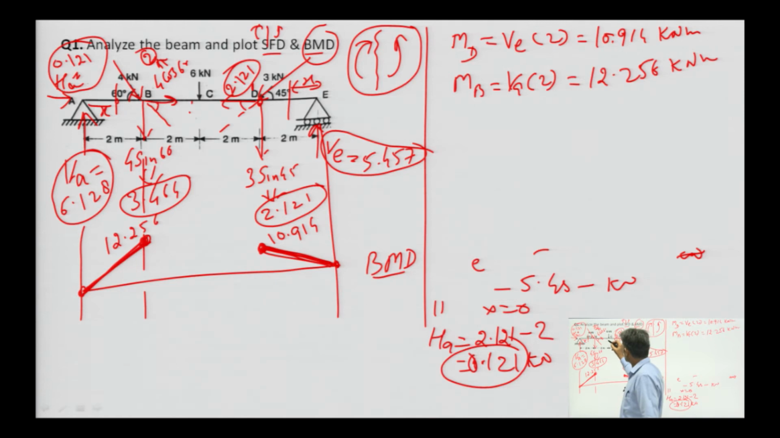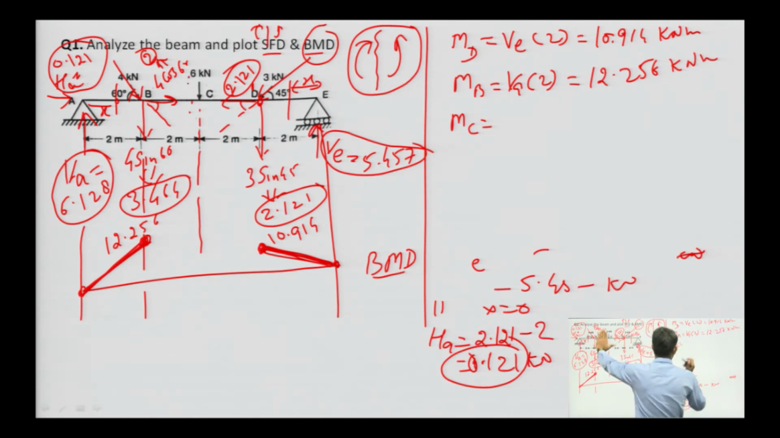Now, for point C, find the bending moment at point C. Once you are able to calculate the bending moment at point C, the thing is over now. That BMD will be completed. So, bending moment at point C. Okay. It is better to consider, no problem, either left or right, the same work will be there. I am considering the right hand side part.